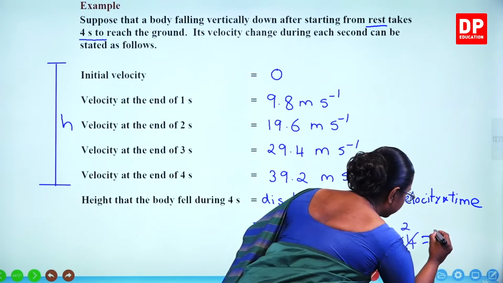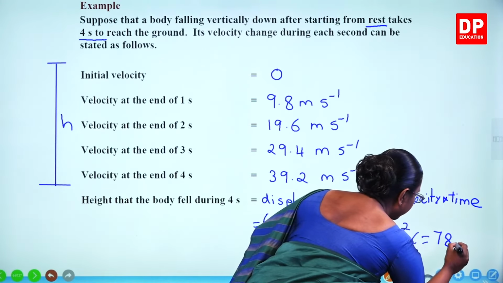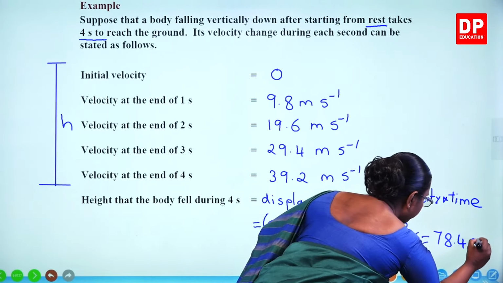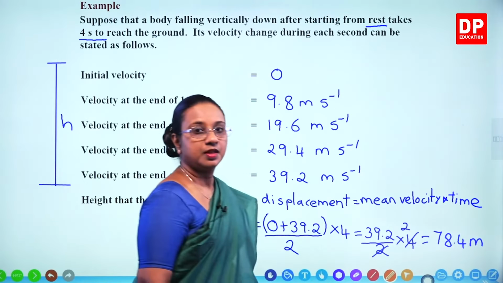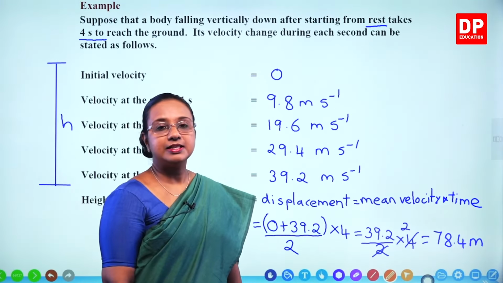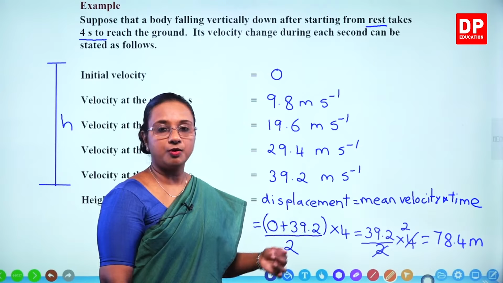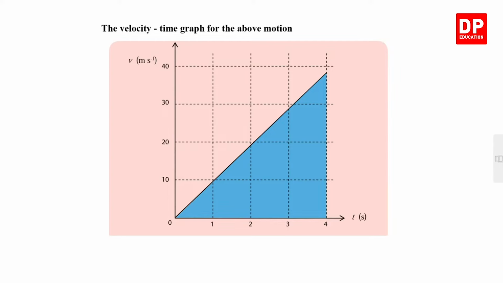the value as 78.4 meters. So that is the height from which the object falls down. Now we will see how we can represent this using a graph.